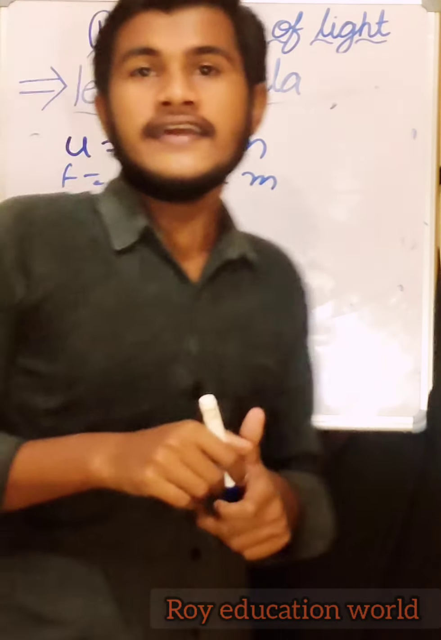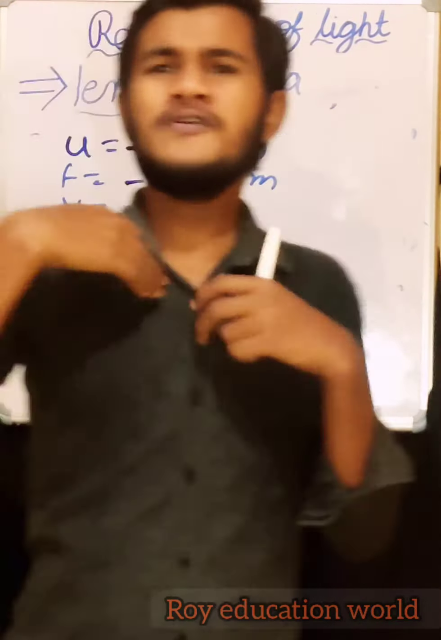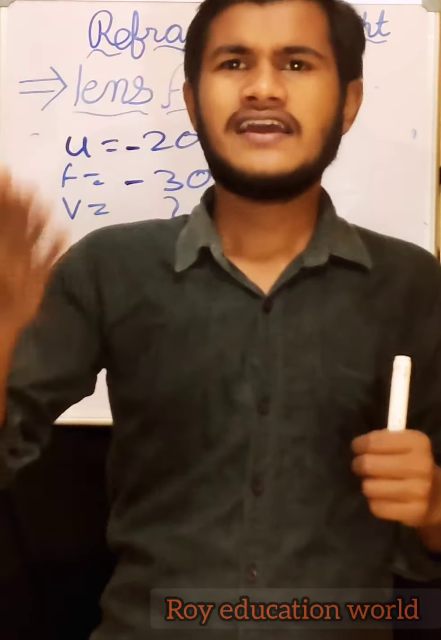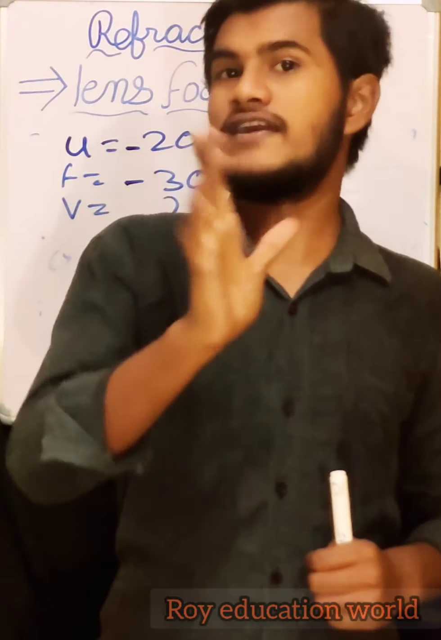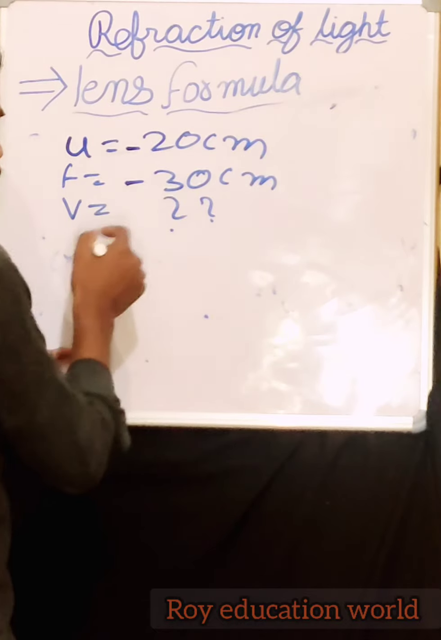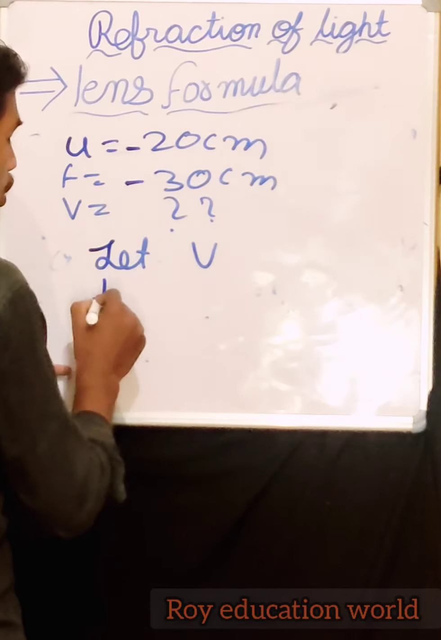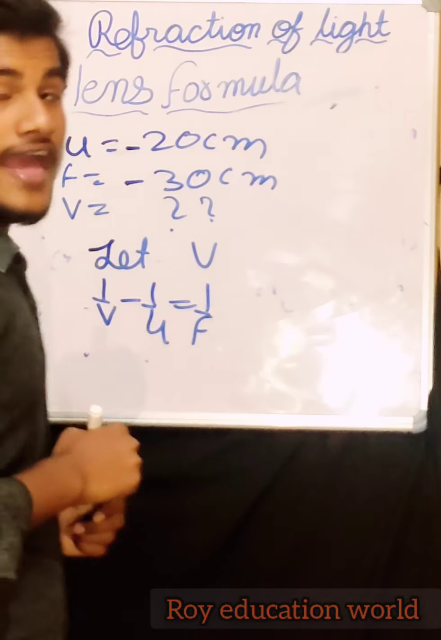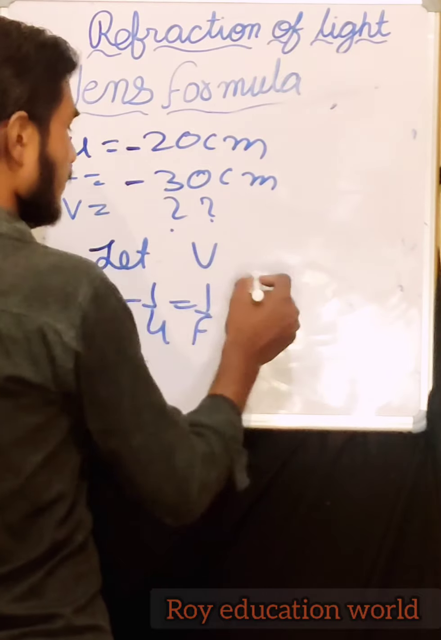Let us now find the v. We do not know the v, so let the v be v. We put in things like a, b, c, d, e, f, g, everything, but not constant. That should be a variable. So we let v be v. So we know the relation 1 by v minus 1 by u equals 1 by f. F means focal length.